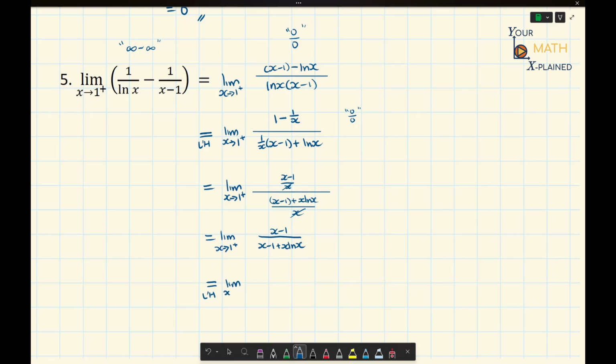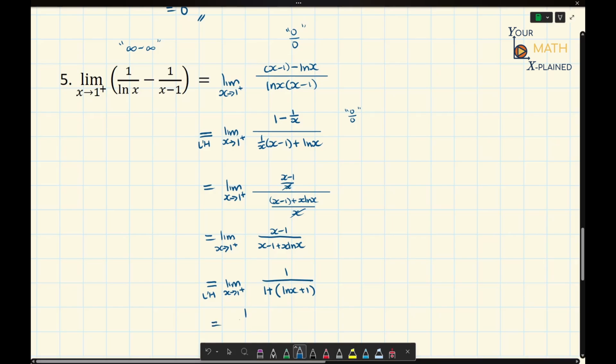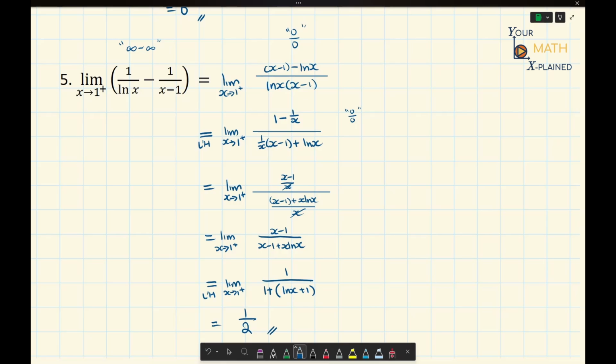And once we do that, we're going to get this is equal to 1 over 1 plus, applying the product rule to x ln of x is going to give us ln of x plus 1. And now if we try to substitute in x is equal to 1, we get this is equal to 1 over 2. And that would be our final answer.